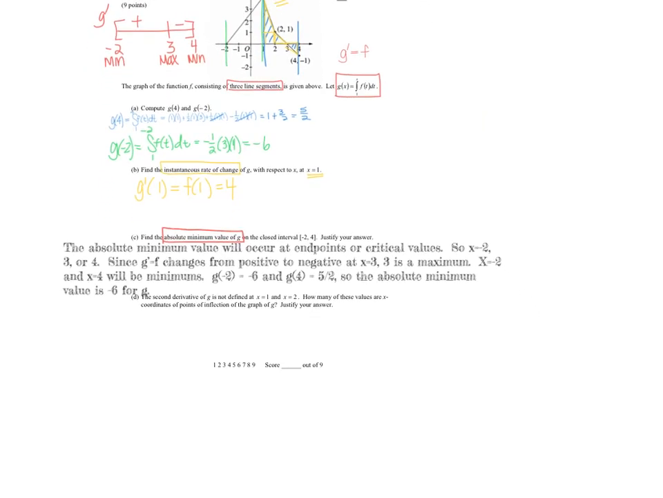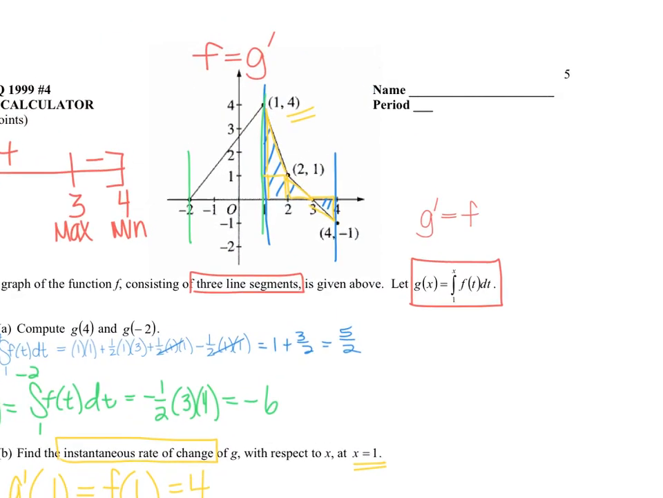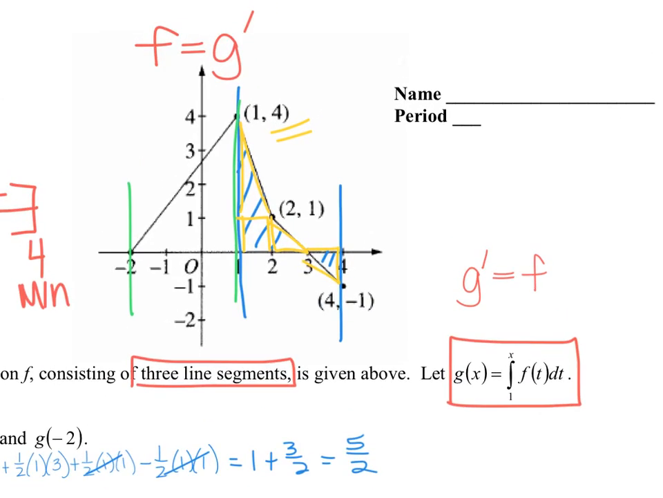Okay, letter D. The second derivative for g is not defined at 1 and 2. How many of these values are points of inflection? Well, hold on. Why is the second derivative not defined at 1 and 2? This is g prime, right? Because it's a change in the slope. It's a corner, yeah, right? But you're right, it's a change in slope. It's a corner. Are you with me? So the second derivative of g doesn't exist at 1 and 2 because they have corners.